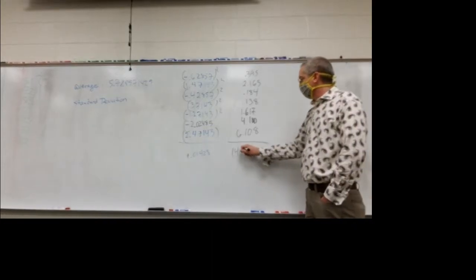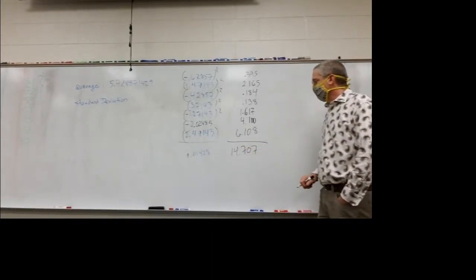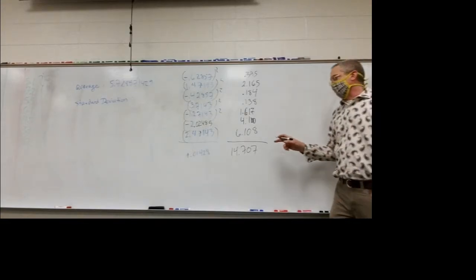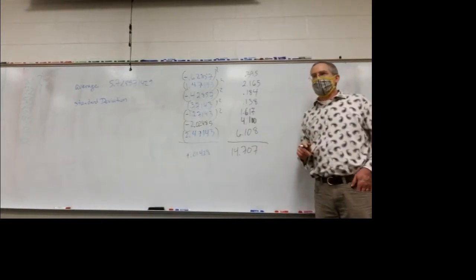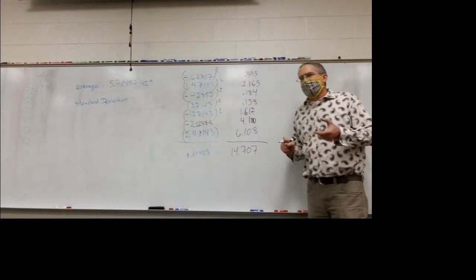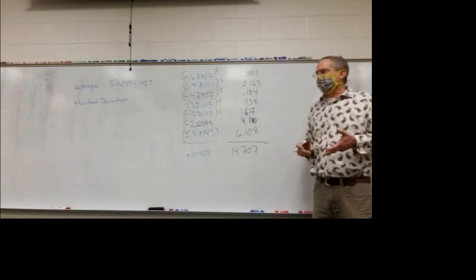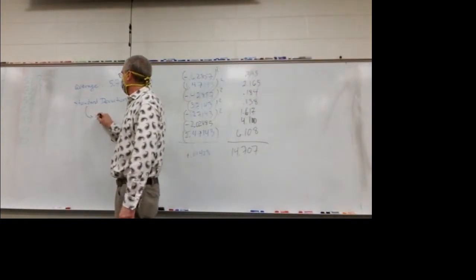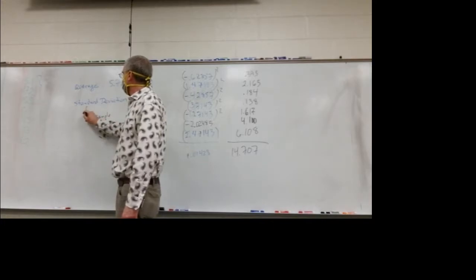$14.707. All right. Now, the question is, what do we divide by? Because we're trying to get some sort of average value, and it comes down to what kind of standard deviation we're trying to find. There are basically 2 types. There's the sample, and then there's the population.